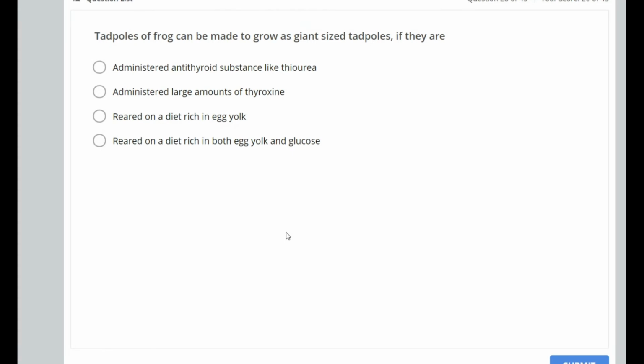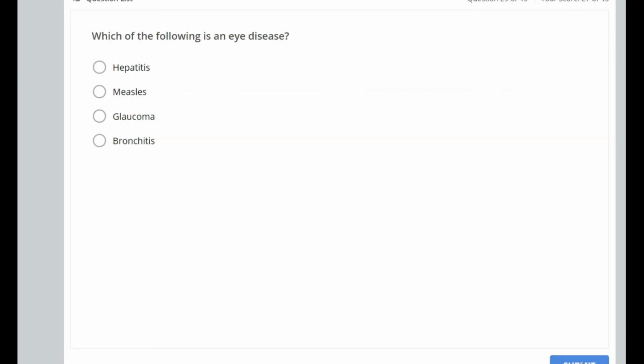Tadpoles of frog can be made to grow as giant-sized tadpoles if they are administered antithyroid substance like thiourea. Second option, administered large amounts of thyroxine. Third option, reared on a diet rich in egg yolk. Fourth option, reared on a diet rich in both egg yolk and glucose. The right answer for the 28th question is administered antithyroid substance like thiourea. That is option A is the right answer.